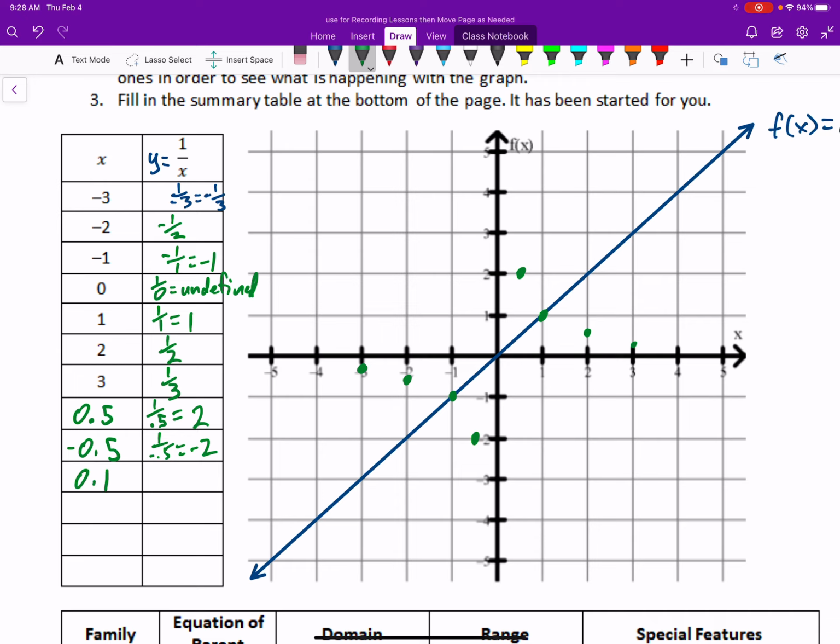0.1. Well, 1 divided by 0.1 equals 10. So at 0.1, just a little bit to the right of the y-axis, I got a point way up at 10, which is off my graph. So I can see what's happening is I'm getting closer and closer to the y-axis, and I'm never going to touch it.